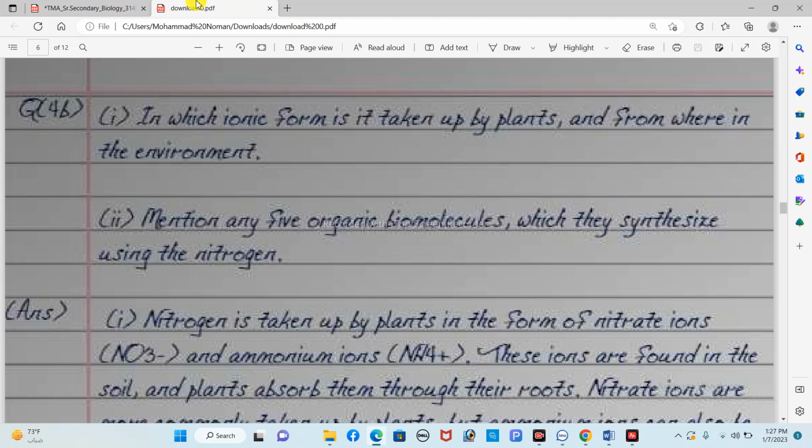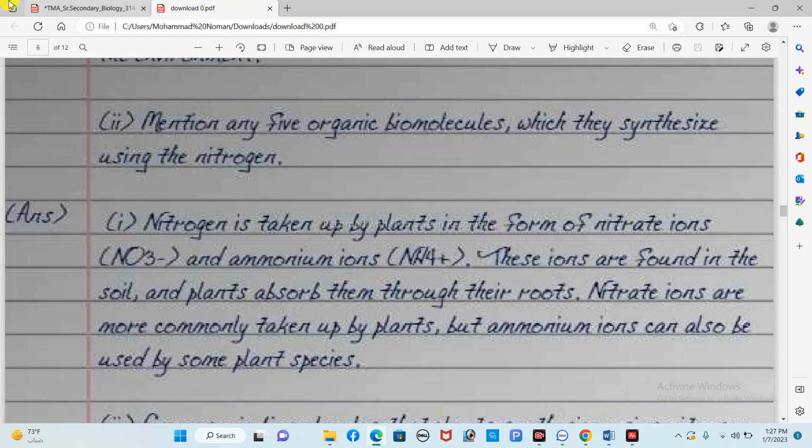Number 1: nitrogen is taken up by the plants in the form of nitrate ions, NO3, and ammonium ions, NH4. These ions are formed in the soil and plants absorb them through their roots. Nitrate ions are more commonly taken up by the plant, but ammonium ions can also be used by some plant species.